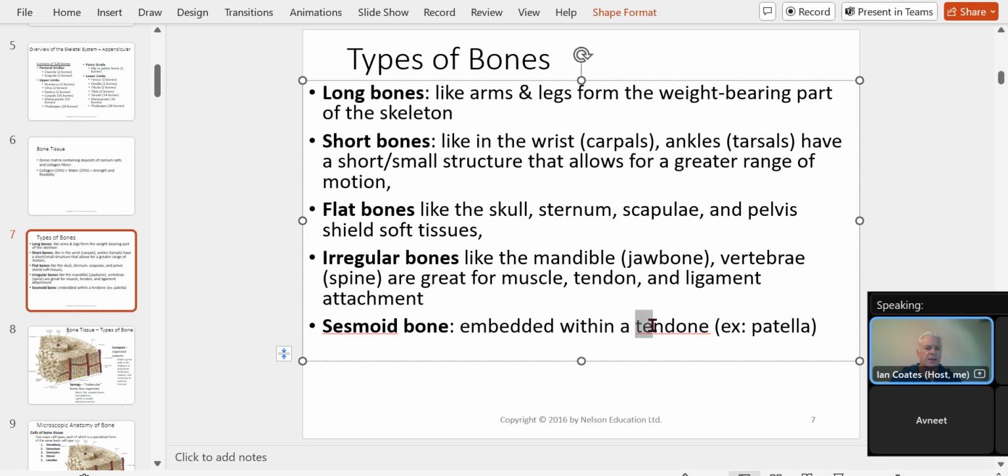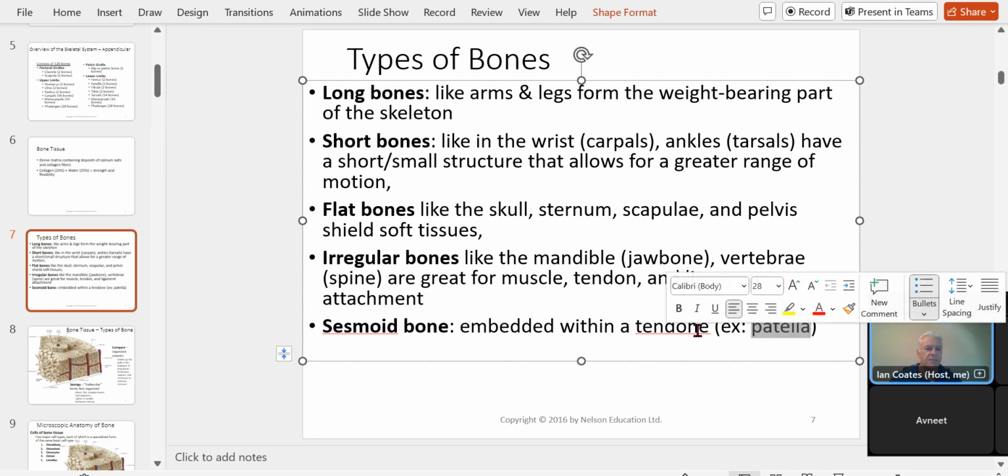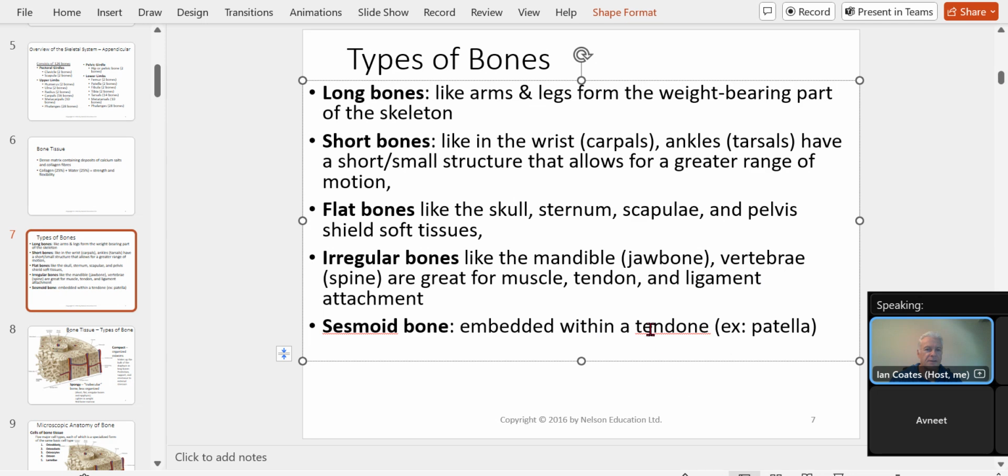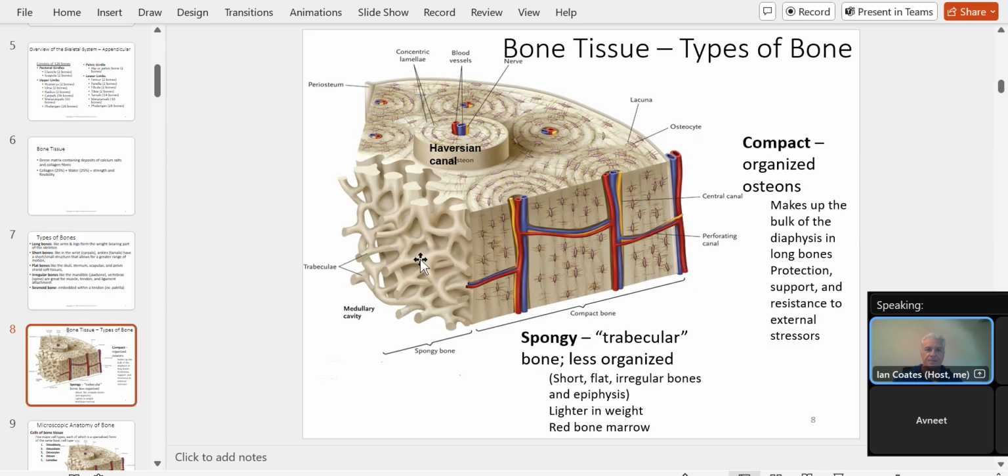A good example there is the sesamoid bone here. We're talking the patella. And there's nothing there called a tendon. That is what we call a tendon. So please make the adjustment in your PowerPoint. Okay, very good. Let's go to it.